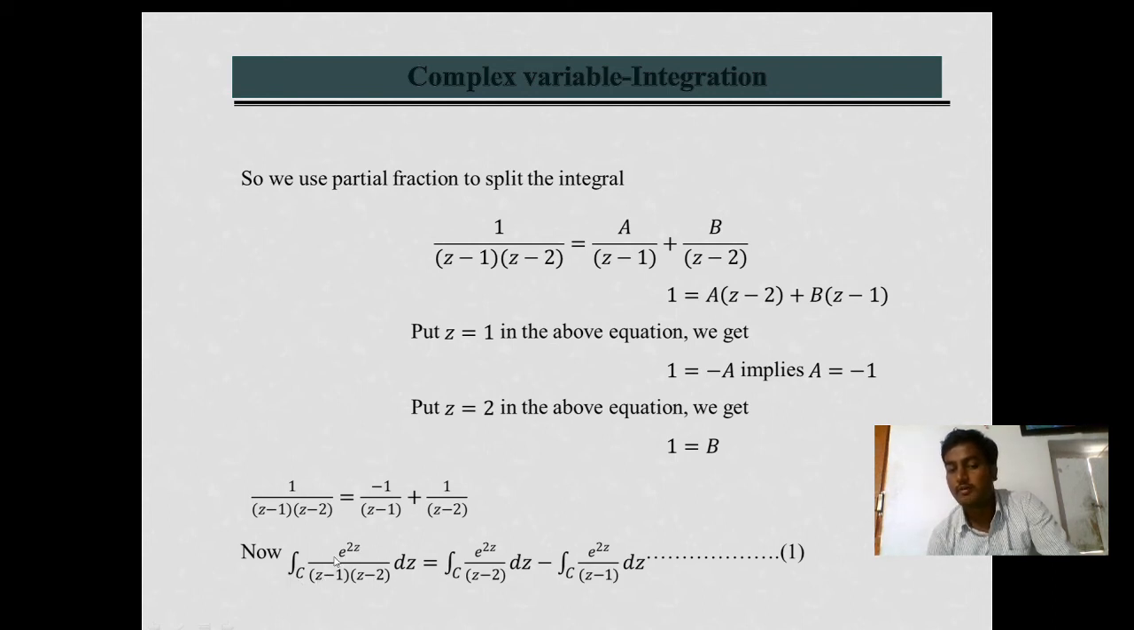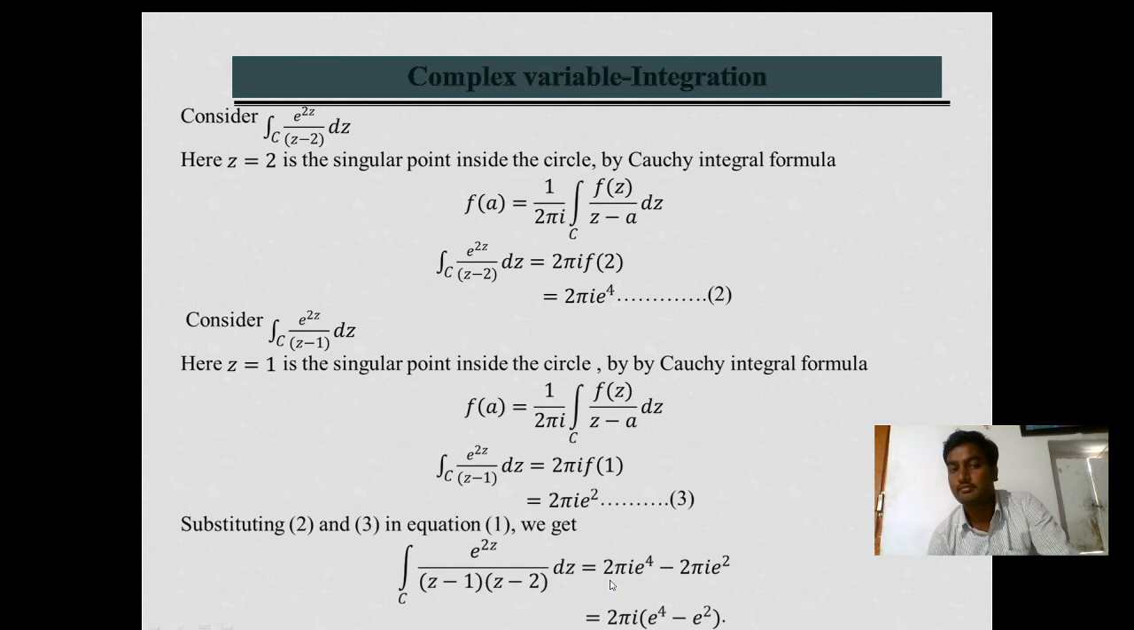It is e power 2z by (z minus 2) first. See, this minus is there, right? First you write z minus 2. Then it is minus e power 2z by (z minus 1) dz. Now you separate, you find the integral separately for this. Since the singular point z equal to 2 lies inside, only one point lies inside, then you have to use Cauchy integral formula.